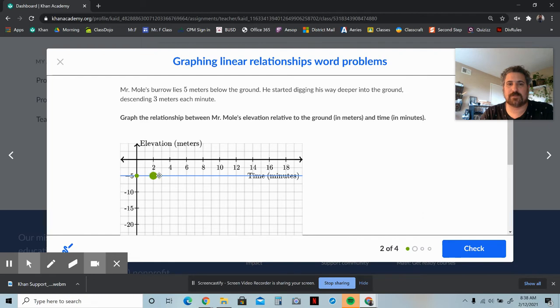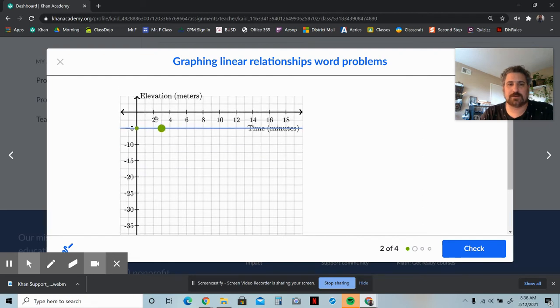So if you did 5 times 3 is 15, so we go to 5 here. So 1, 2, 3, 4, 5. So basically, 5 minutes into this process, he'll be 15 meters below where he started. So what's 15 meters below -5? -20.